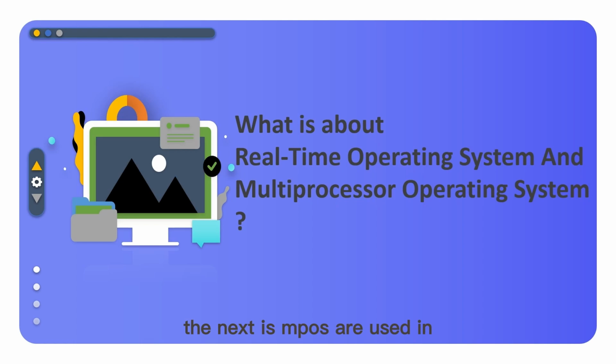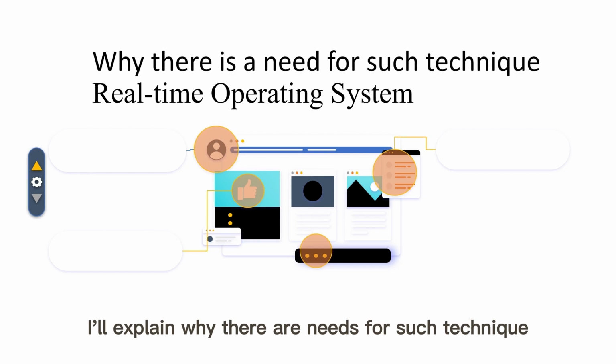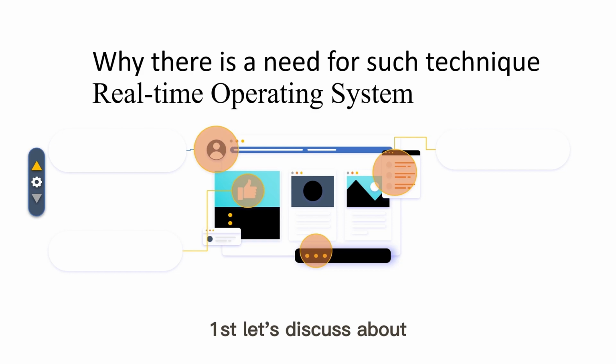The next is MPOS, used in operating systems to boost the performance of multiple CPUs within a single computer system. Multiple CPUs are linked together so that a job can be divided and executed more quickly. When the job is completed, the results from all CPUs are compiled to provide a final output. I'll explain why there is a need for such a technique. First, let's discuss the real-time operating system.